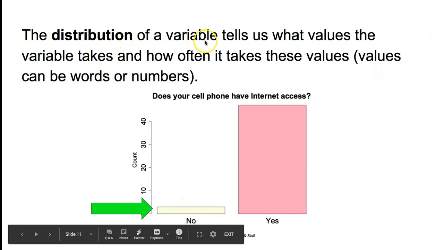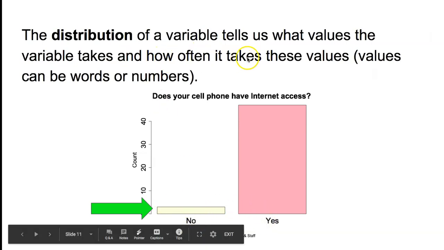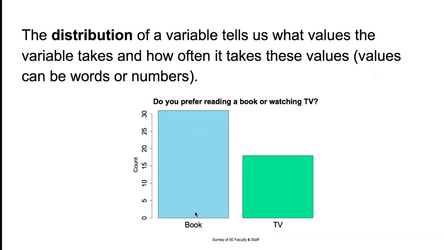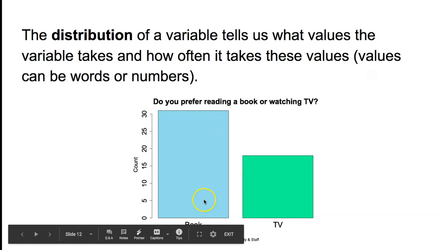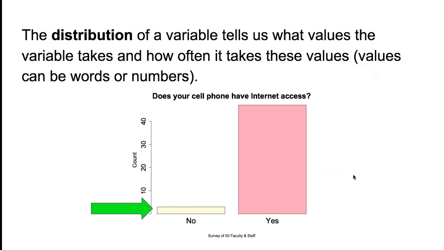But this is a distribution of a variable, and it tells us the values the variable takes. So these values are yes and no, and how often it takes these values. The yes occurs a lot, the no doesn't occur very much. Here's a different distribution of a variable. The values that this variable takes are TV or book. And how often it takes those values, it looks like book wins, maybe because they're teachers and they feel obligated to look educated or something. About 31 said book, and about 18 or so said TV. Those are categorical variables. So we use bar graphs like this to show categorical variables.